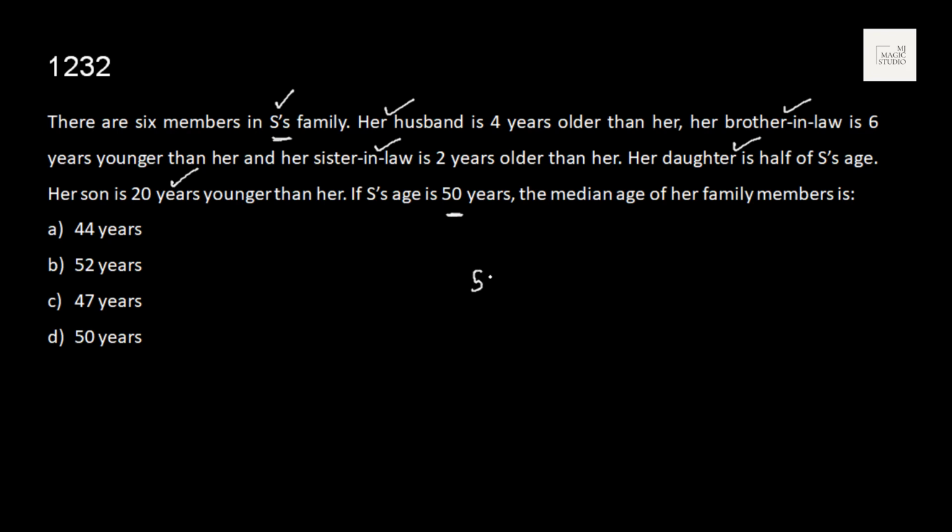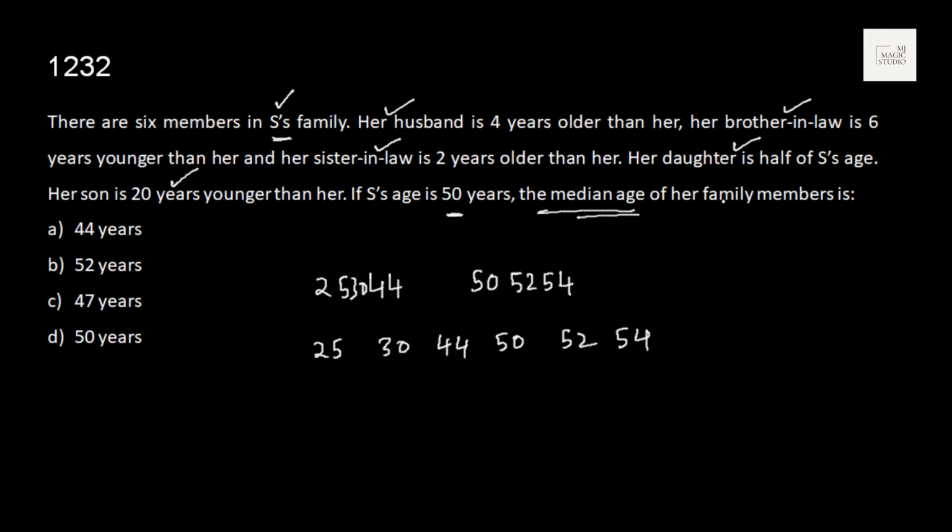Wonderful. Now we have 50 years for S. Her husband is 4 years older, that means he is 54. Her brother-in-law is 6 years younger, his age 44. Sister-in-law is 2 years older, that is 52. Her daughter is half of her age, that is 25. Her son is 20 years younger than her, 20 years less means 30. So these are the 6 members. 6 member ages: 25, 30, 44, 50, 52, 54.